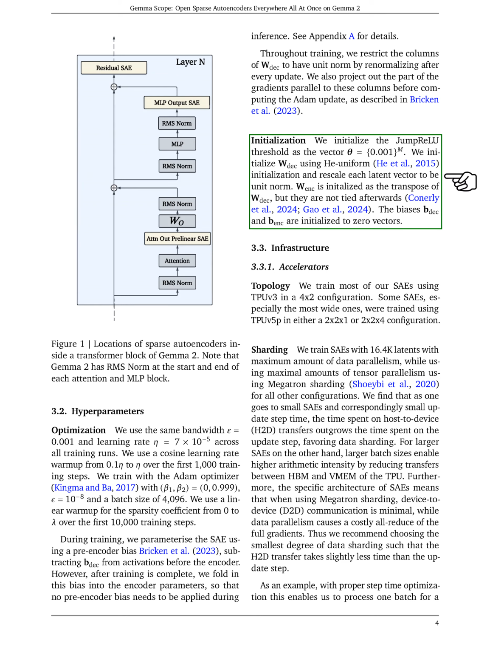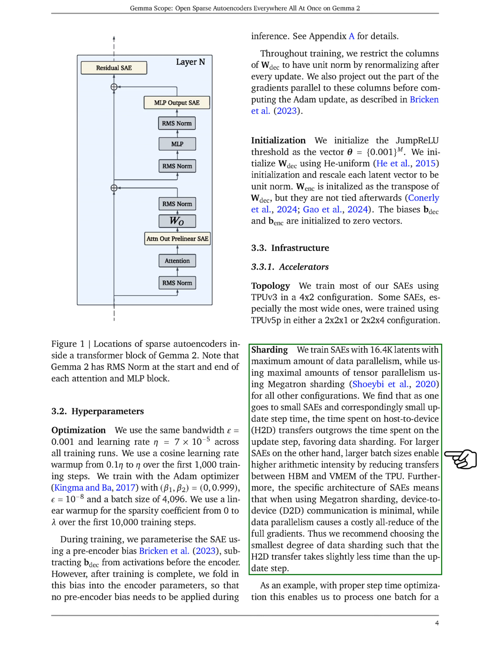Section Topology. In this section, we describe our training process for sparse autoencoders, SAEs. We primarily use TPUv3 in a 4x2 setup, while some wider SAEs are trained on TPUv5P in either a 2x2x1 or 2x2x4 configuration. For sharding, we train SAEs with 16.4K latents, maximizing data parallelism and tensor parallelism through Megatron sharding. We observe that for smaller SAEs, the time spent transferring data from host to device exceeds the time for the update step, making data sharding advantageous.